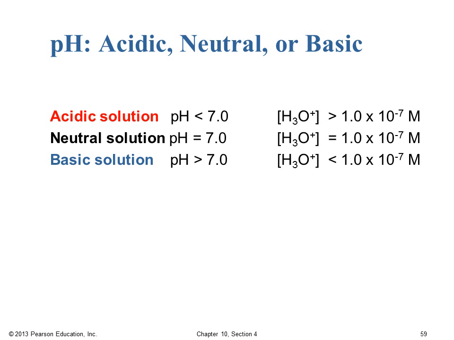So when we have acidic solutions, we have a pH less than 7, and that means that the H3O+ is greater than 10 to the minus 7 molar. Neutral solutions have a pH of exactly 7, and so have an H3O+ concentration of 10 to the minus 7. And then for basic solutions, if we have a pH greater than 7, we have an H3O+ concentration less than 10 to the minus 7 molar.